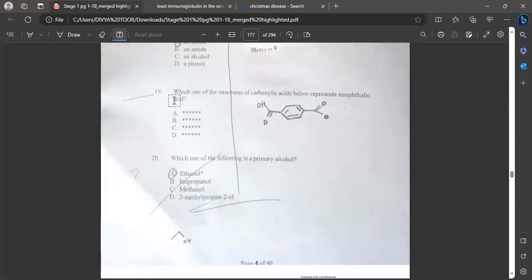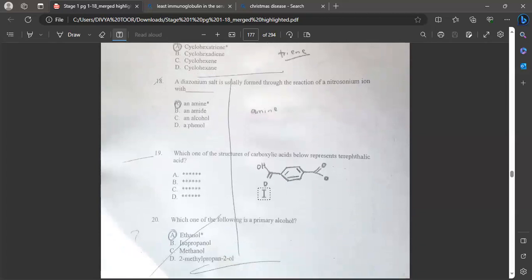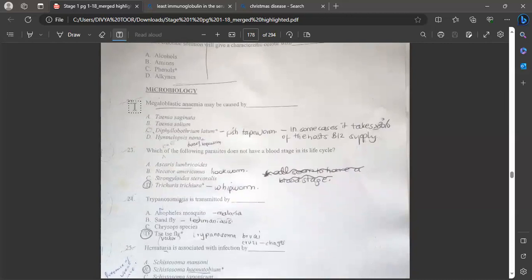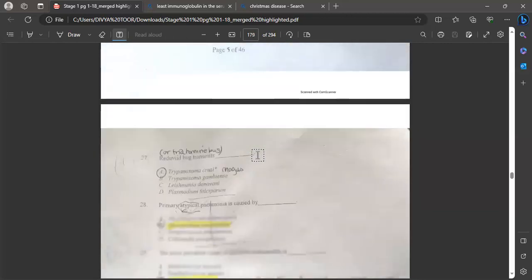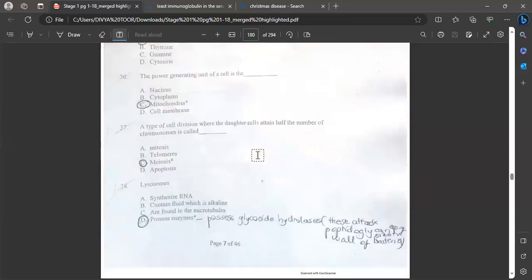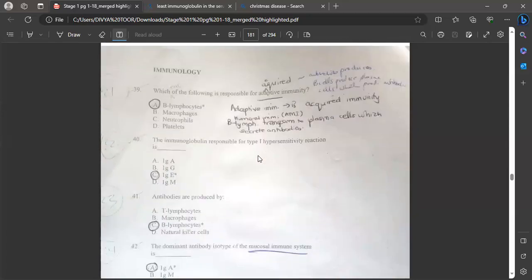I don't know what these stars are for, by the way. But this paper has the answers highlighted already, and they seem to be right. Which of the following is responsible for adaptive immunity? B lymphocytes. And then type 1, we've seen this again.